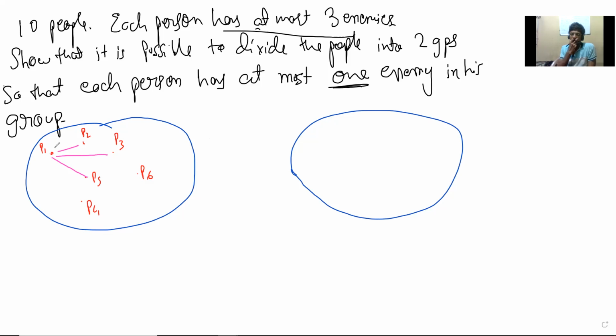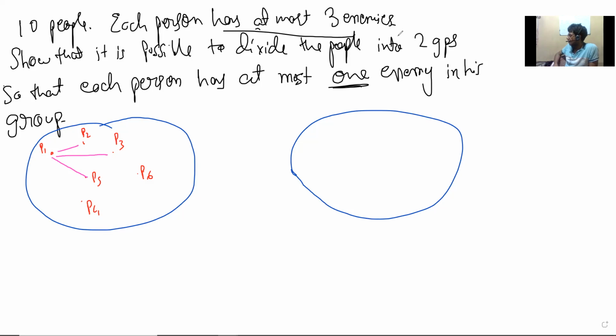So a simple way to do this is: P2 is one of the enemies, right? So this guy has 3 enemies. P2 is one of the enemies, so we move P2 to the other group. This is the simplest thing, right? All right. So that does not work, right?